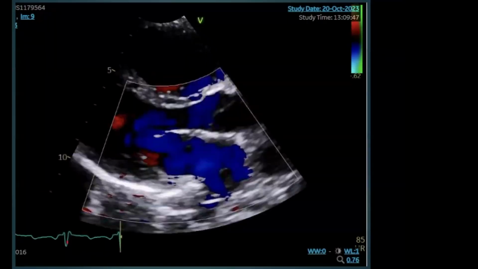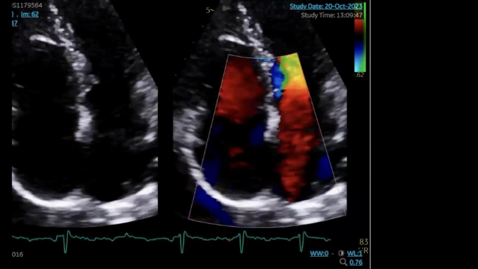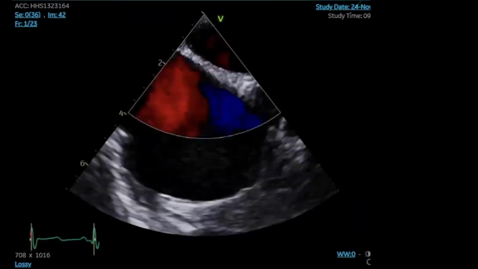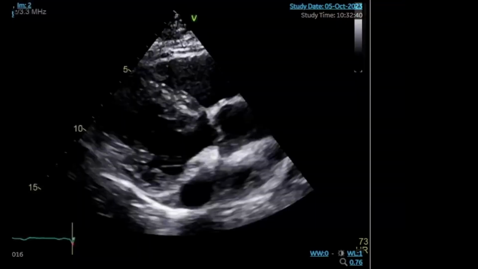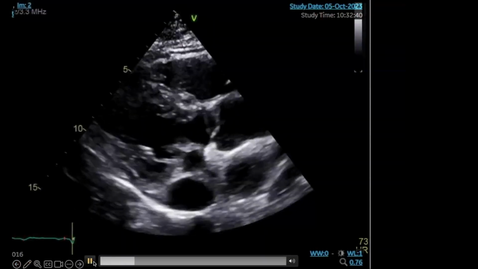We don't have that much time left, so I'm just going to go to one case that prompted this presentation when I was training at McMaster. So this is just a simple ASD, which is kind of boring. But I wanted to demonstrate this type of defect. So we'll start with the transthoracic images.